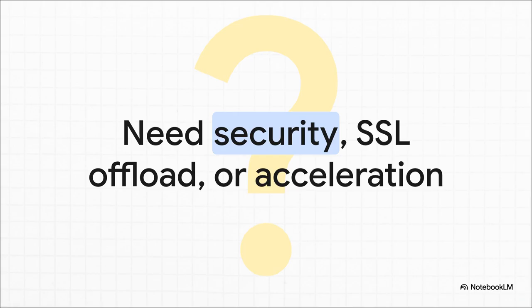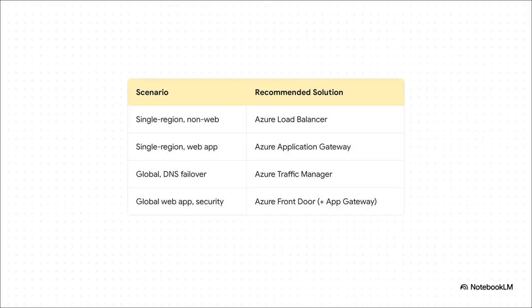Do you need a web application firewall for top-tier security? What about caching content right at the edge for crazy fast performance? Or maybe SSL offload, where the load balancer handles all the heavy lifting of encryption, freeing up your servers to just do their job. If you're nodding your head yes to any of these, then you're looking squarely at Azure's premium global service.